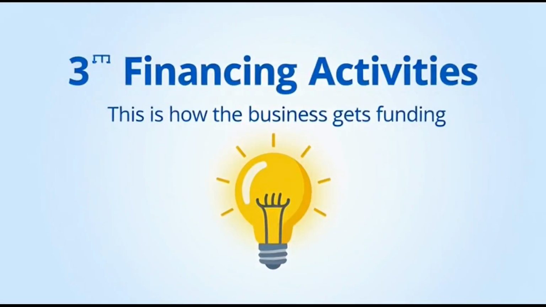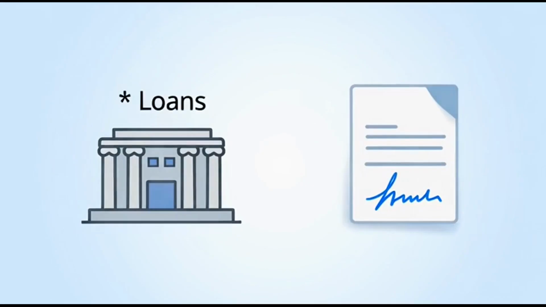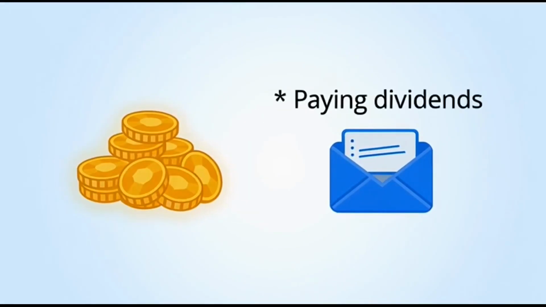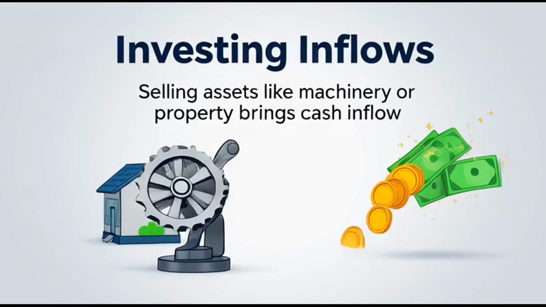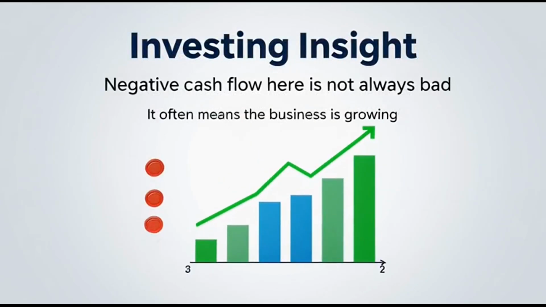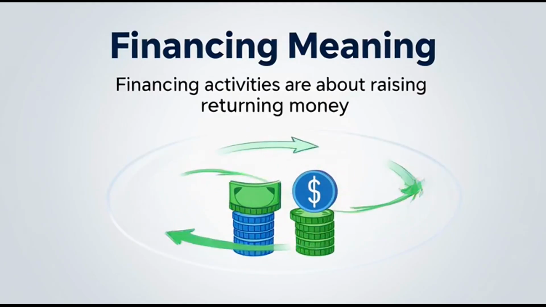Financing activities are how a business gets funding. Examples include taking out loans, issuing shares of stock, and paying dividends to shareholders. Investing inflows: selling assets like machinery or property brings cash inflow. Investing insight: negative cash flow here is not always bad. It often means the business is growing.